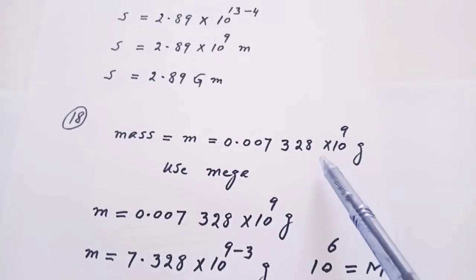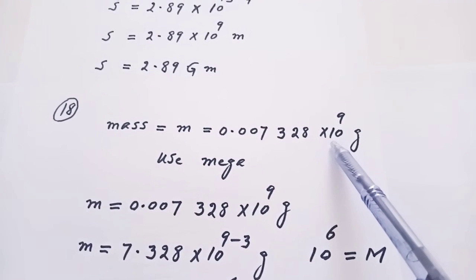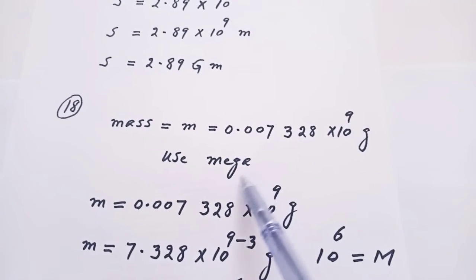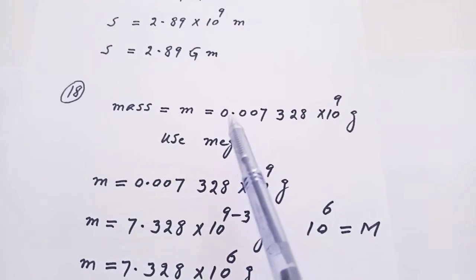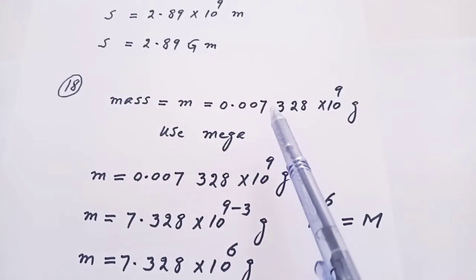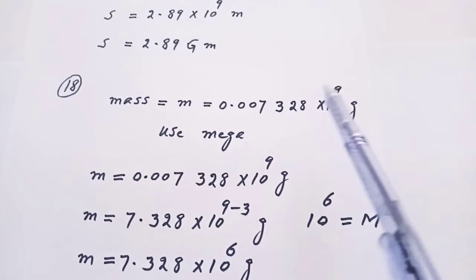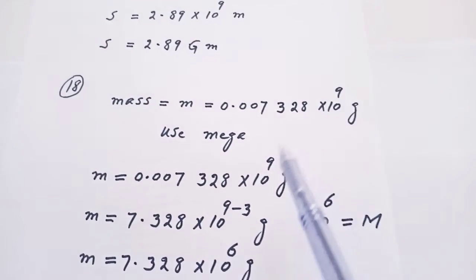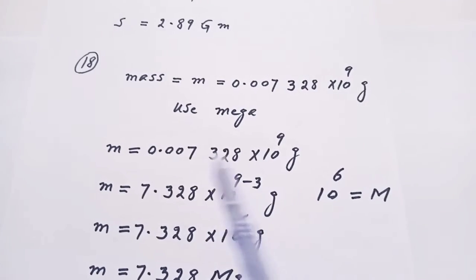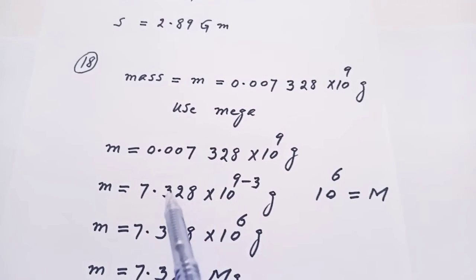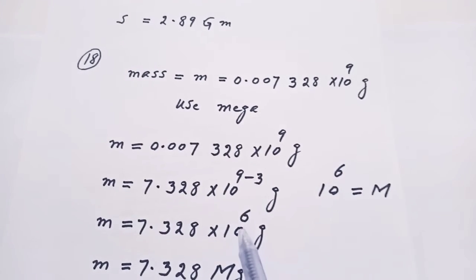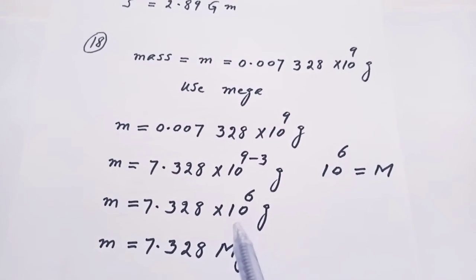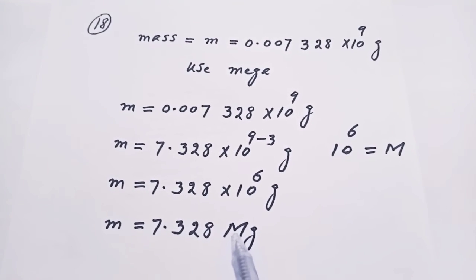Then we have this mass in grams, and use mega as the prefix, and 10 power 6 is mega. When we shift the point through the 3 digits, the power will decrease by 3. When the point is shifted to this location, the power will decrease from 9 to 6. And 10 power 6 is mega. So here we use mega as the prefix.